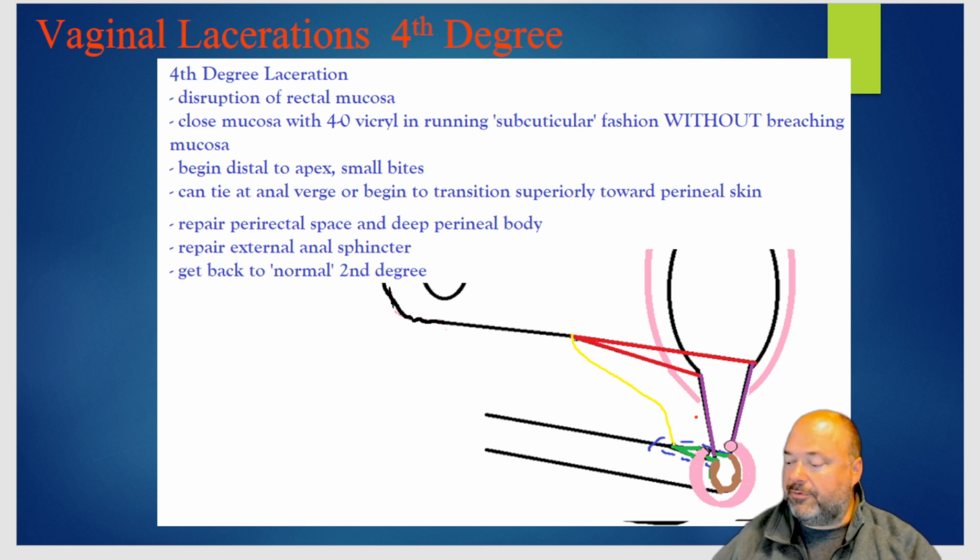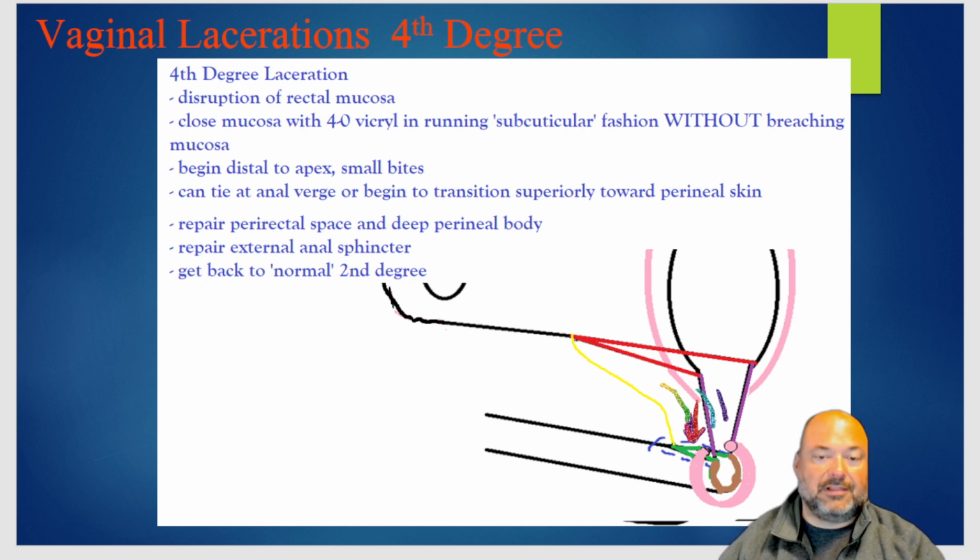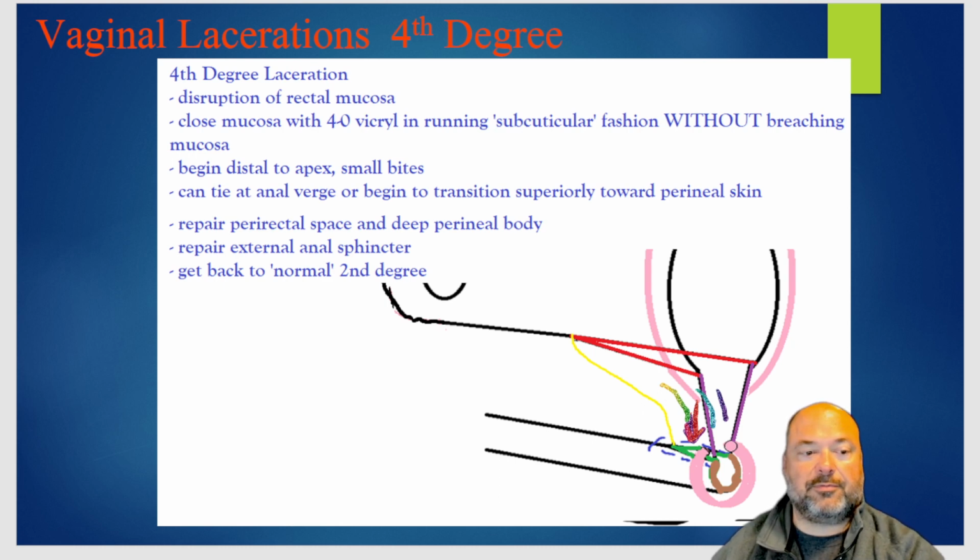Again, most of the time, if we've got a 4th degree, we've got some pretty deep tissue here that needs to be repaired. So we're going to repair that perirectal space in the deep perineal body, because again, we've got a lot of depth throughout here to repair. And again, the goal is, let's get back to a somewhat typical 2nd degree laceration, and then we really know what to do from there.